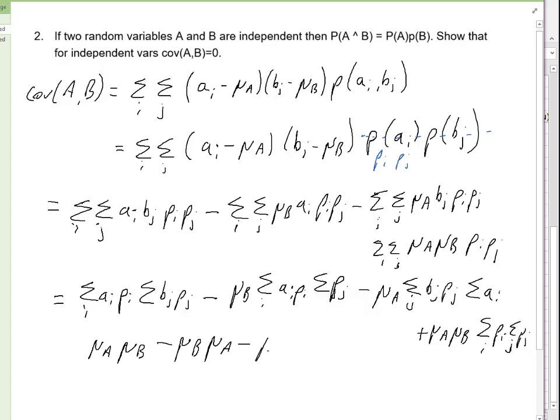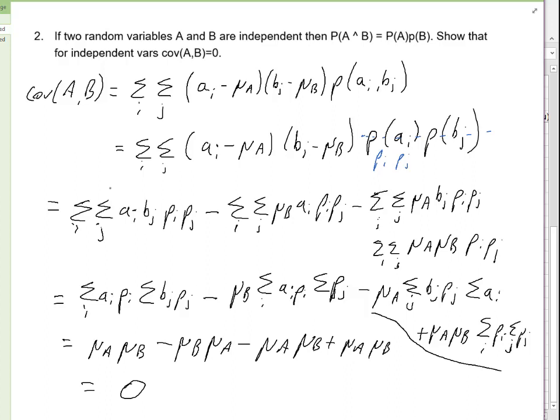This is minus mu a. That's the expected value of b, so that's mu b. This just adds up to 1 because it's all the probabilities of ai, so that makes no difference. And here, this adds to 1, this adds to 1, so you just have that part there. Separate line. If you look at this, this looks suspiciously like not a sausage. So covariance of AB with this assumption just comes to 0.